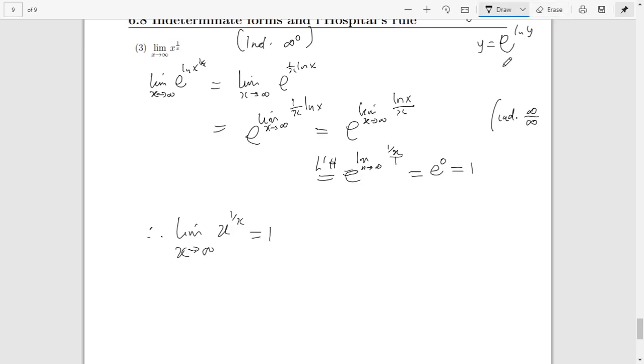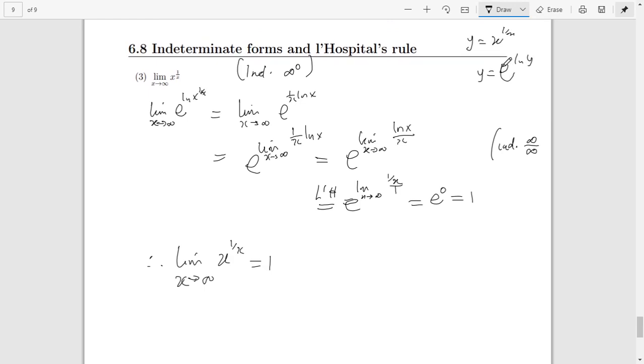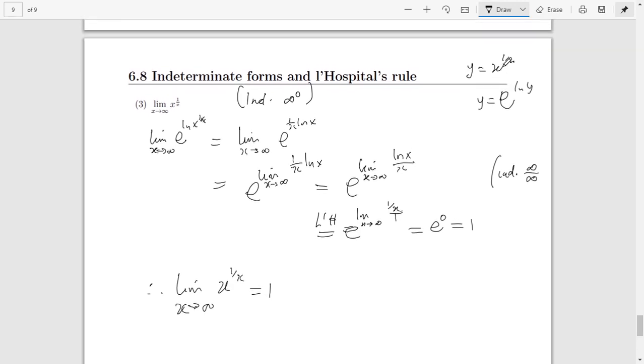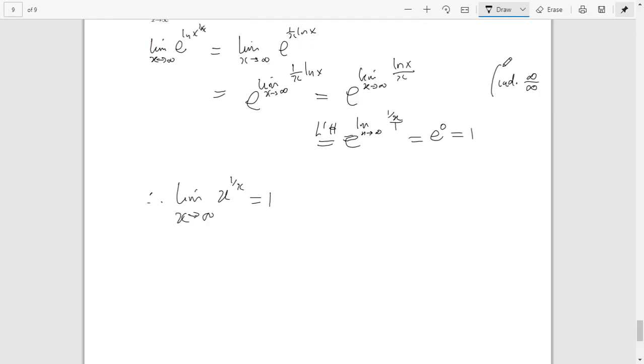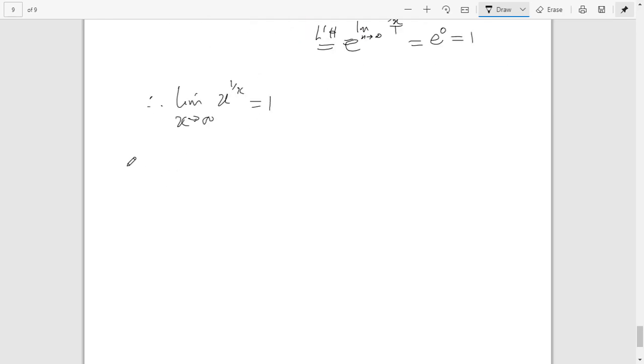Finally, let me talk about the question that was skipped, and that question is number 2. Number 2 is the limit of x to the power of x as x goes to 0 from the right. So I'm just going to solve that here. The limit as x goes towards 0 from the right of x to the power of x. Now this is going to give me, I'll just be fast with it, an indeterminate form of 0 to the power of 0.